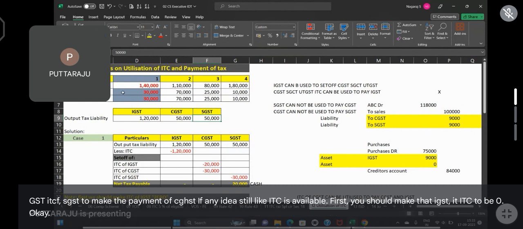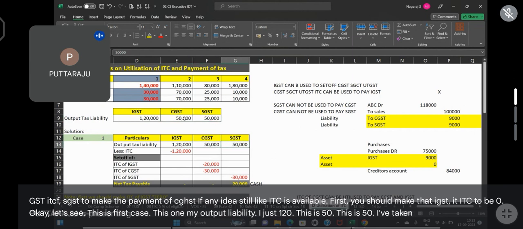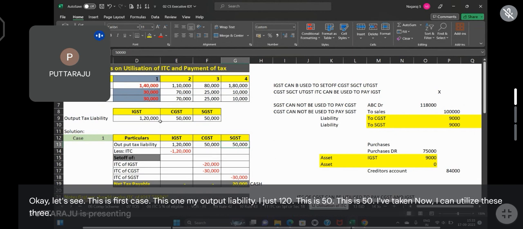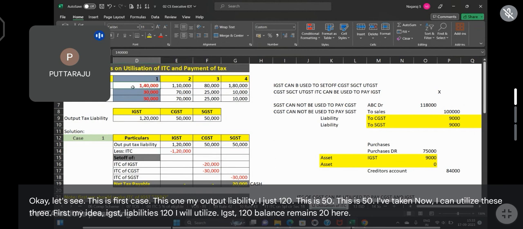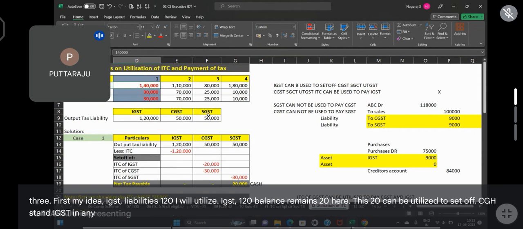Okay, let's see. This is the first case. My output liability, IGST 120, CGST 50, SGST 50. I have ITC available of these three. First, my IGST liability is 120. I will utilize IGST 120. Balance remains 20 here. This 20 can be utilized to set off CGST and SGST in any proportion.